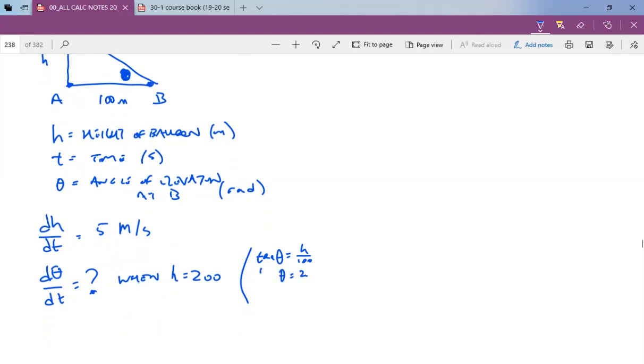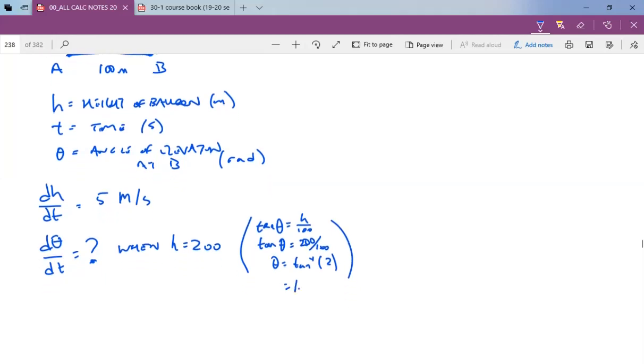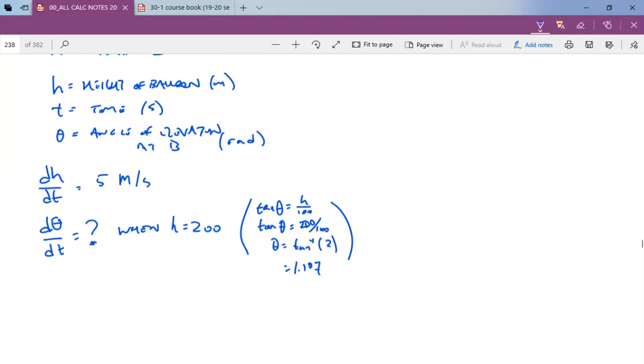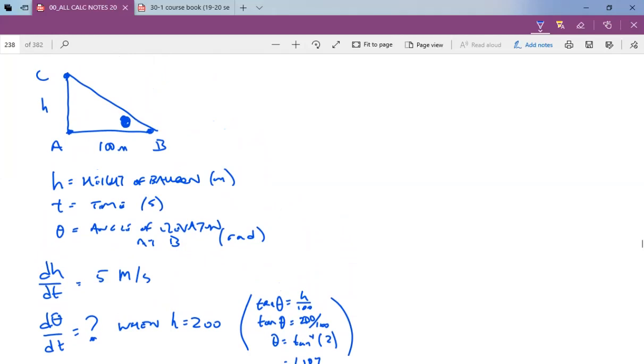When it's 200, we have tan theta equals 200 over 100. So theta equals tan inverse 2. Make certain your calculator's in radians. We are going to use a decimal approximation of this just for writing it down. When we're actually doing some math and calculation, we'll probably use that tan inverse of 2, but it's approximately equal to 1.107.